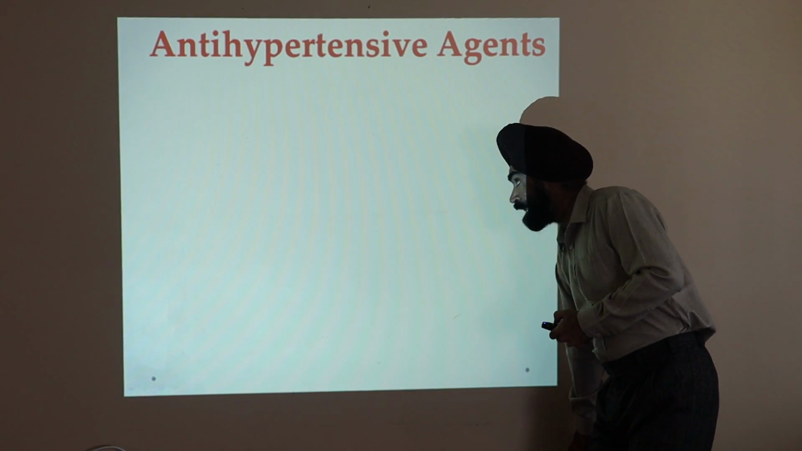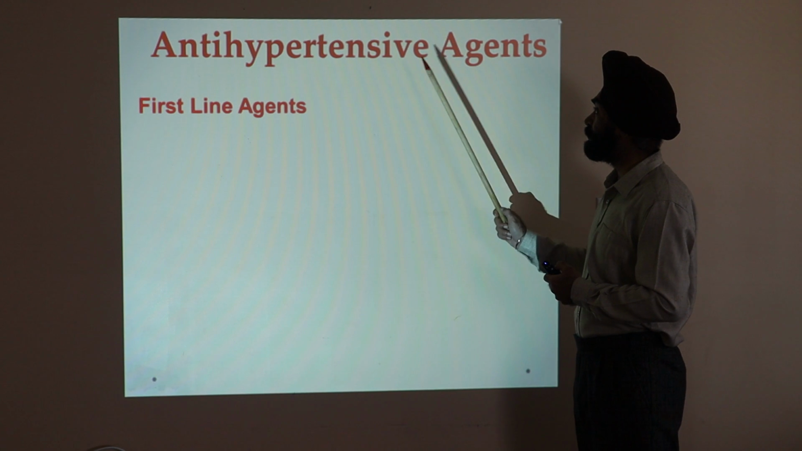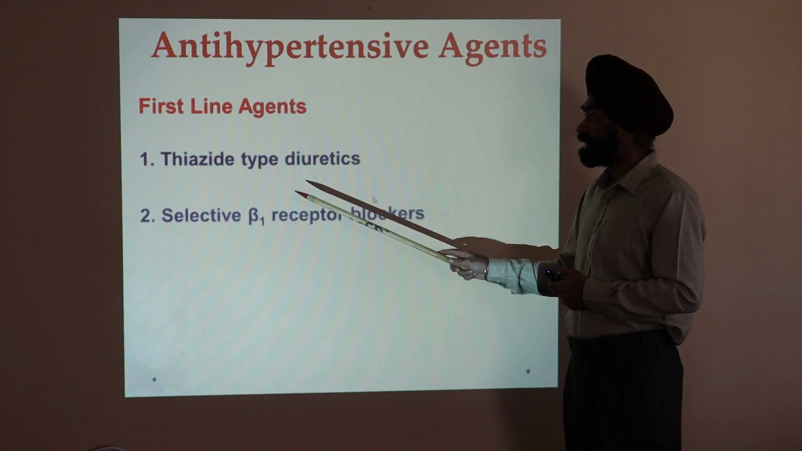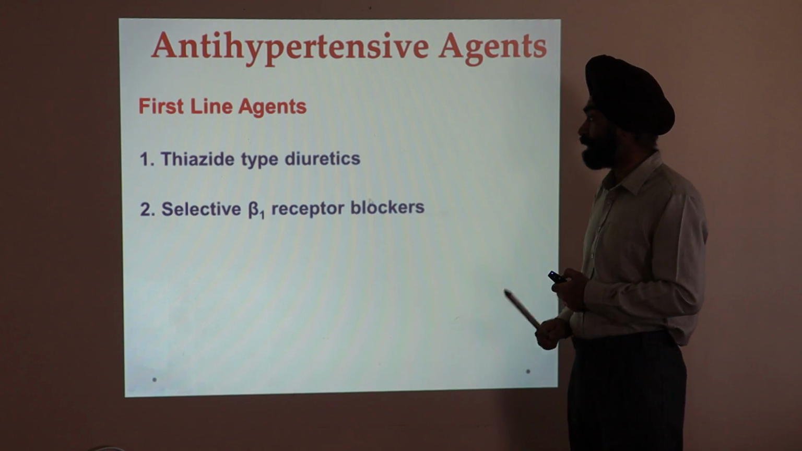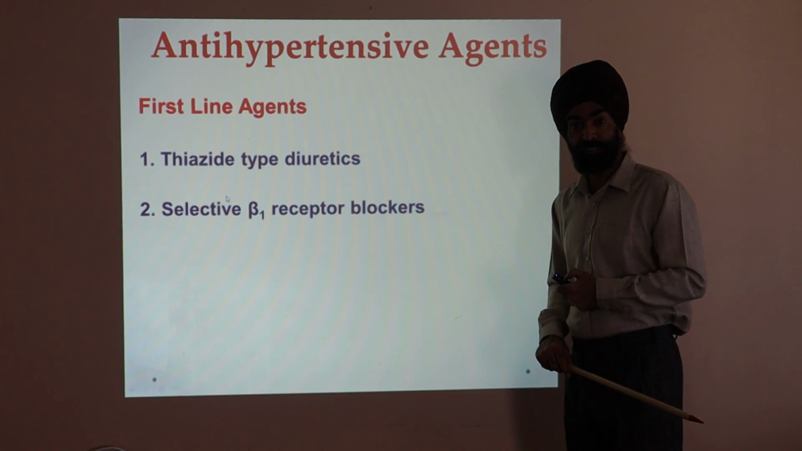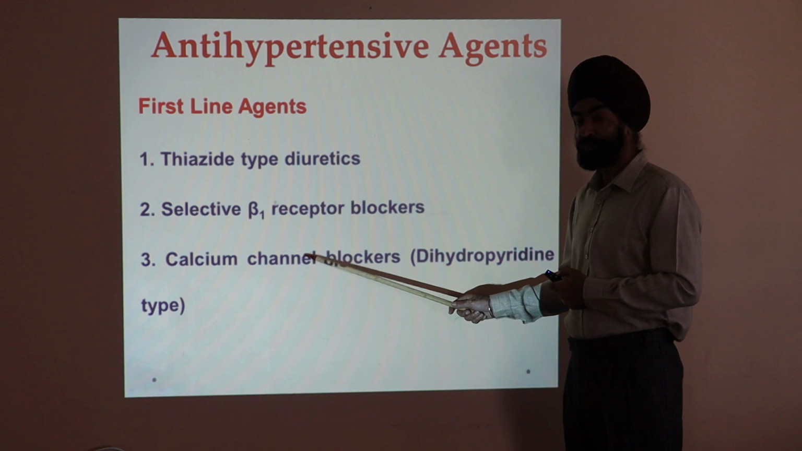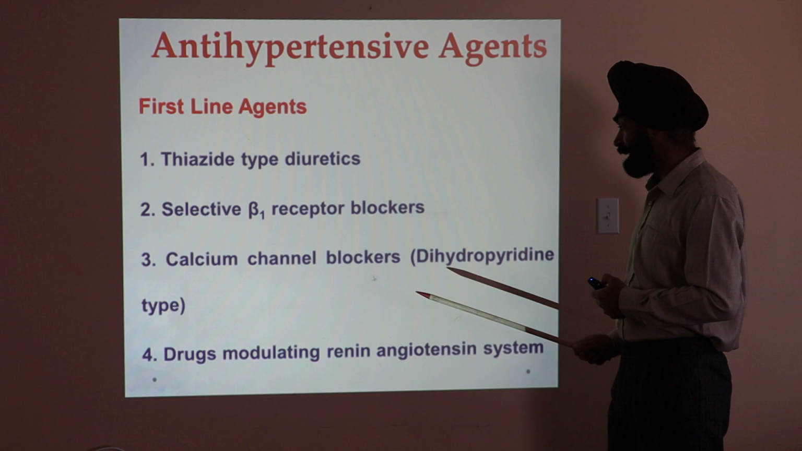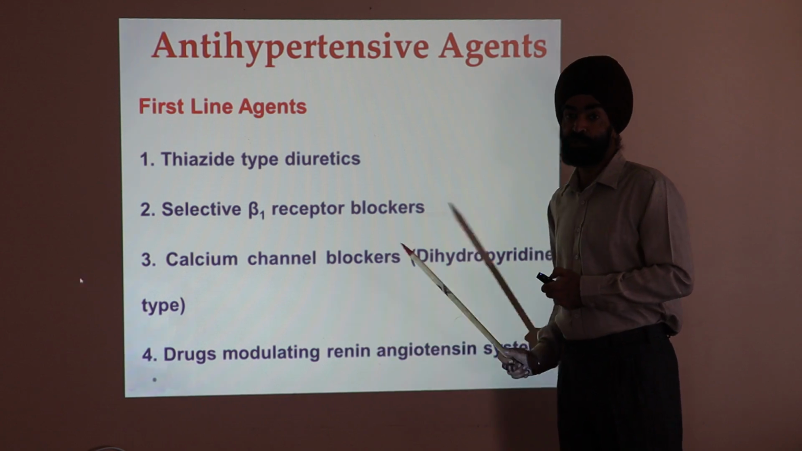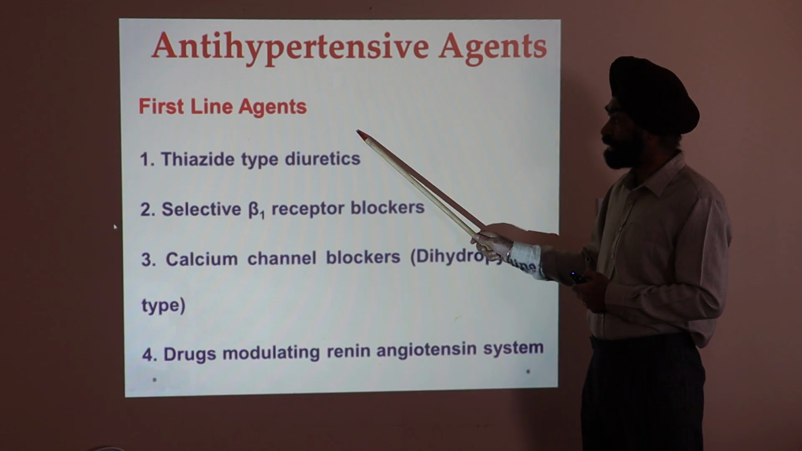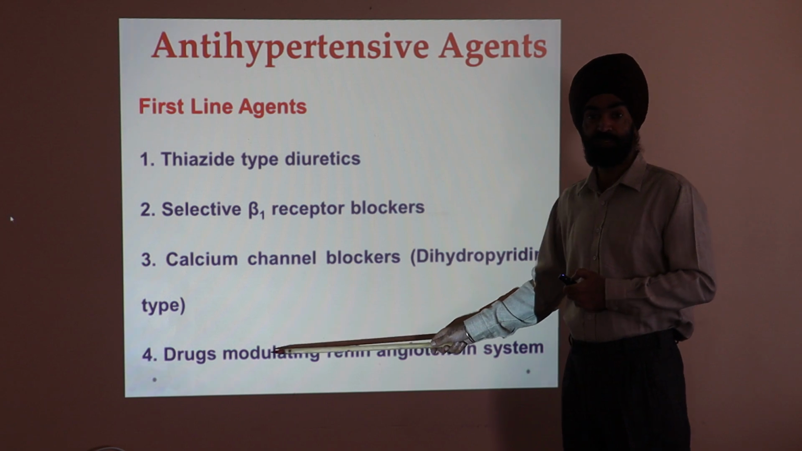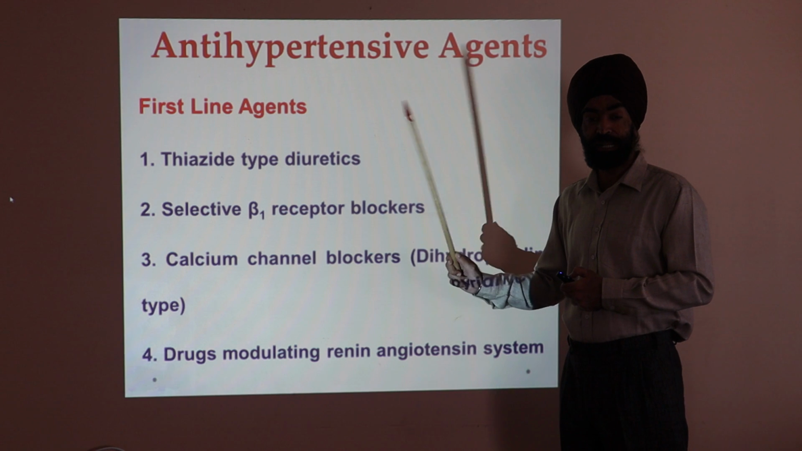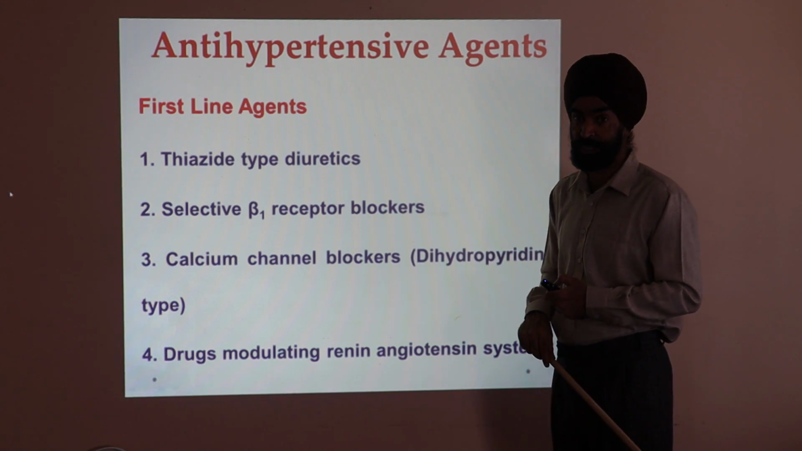If you remember the last lecture of mine on antihypertensive drugs, I discussed the first line agents like thiazide type diuretics, then selective beta-1 blockers, calcium channel blockers, particularly the dihydropyridine type, and then the drugs that modulate the renin-angiotensin system. So if you want to study in detail about these kinds of drugs in hypertension, just go and click the link which is given in the description section.